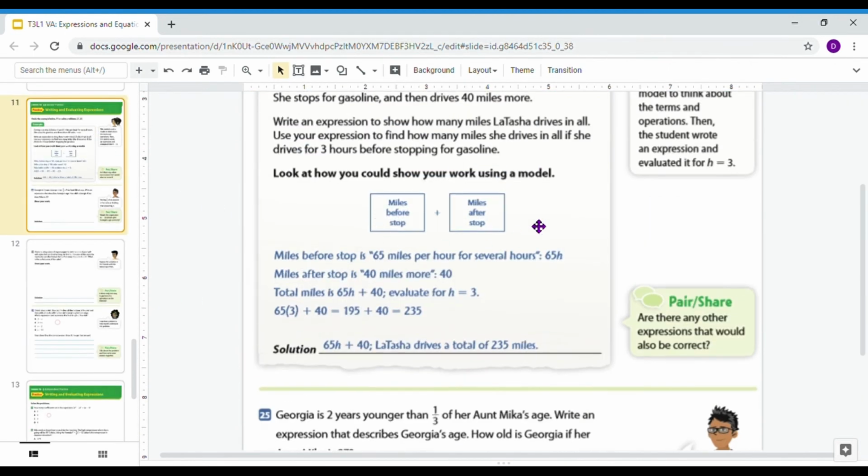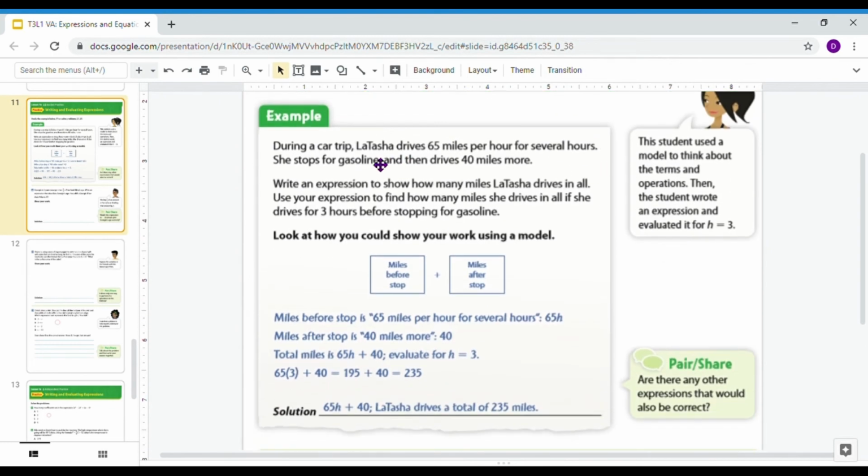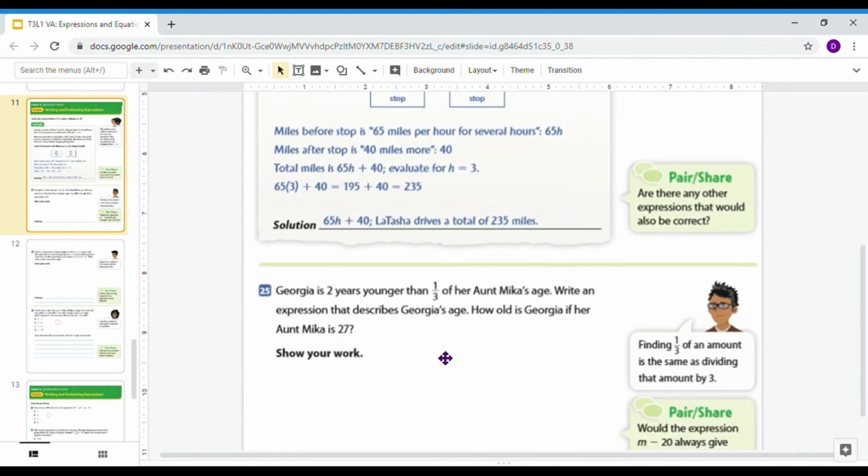So the example right here, I'm not going to go over. If you are stuck in any way, shape, or form, this is an awesome example to go through, but we're already over an hour on this video, and I'm kind of trying to wrap it up. So let's look at these examples.